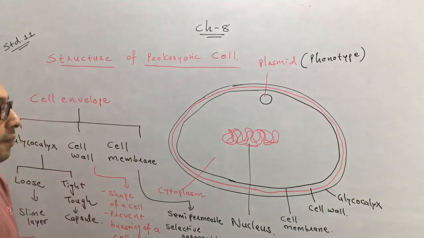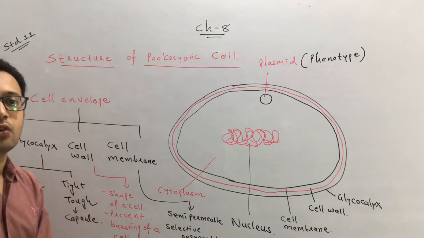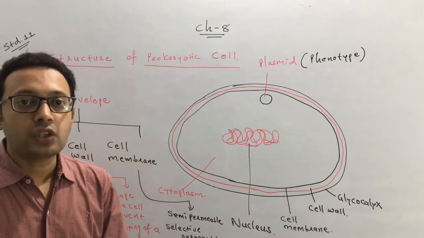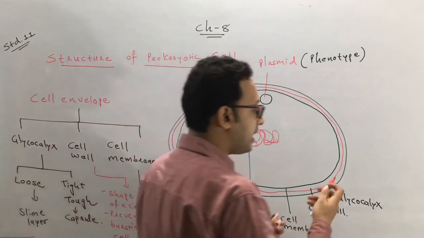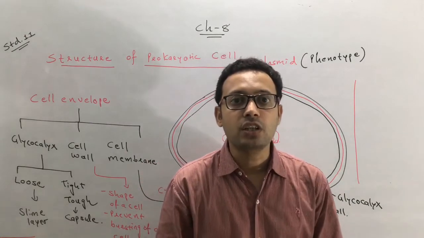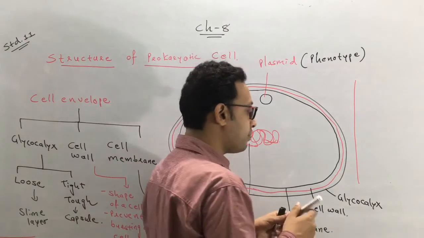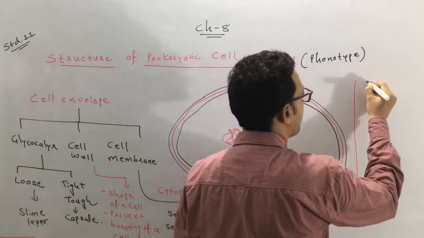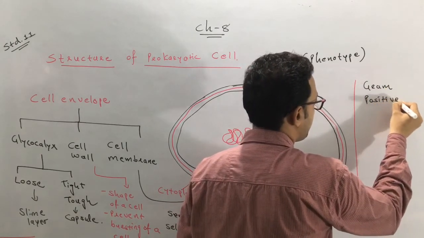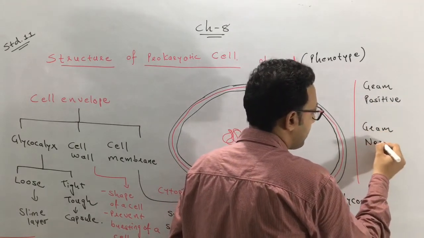Now apart from this, what does it contain? The composition of the cell wall may vary from bacteria to bacteria. Based on the composition, the bacterial cell can be of two types. I am writing over here. The bacterial cell can be of two types based on the type of cell wall it has. So which are the two types? The first type is called gram-positive bacteria, and the other one is called gram-negative bacteria.